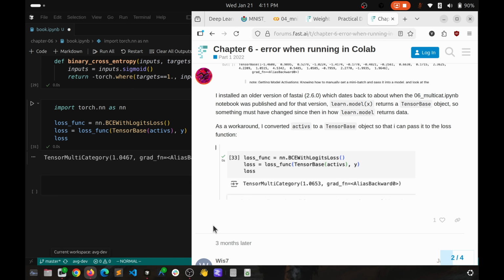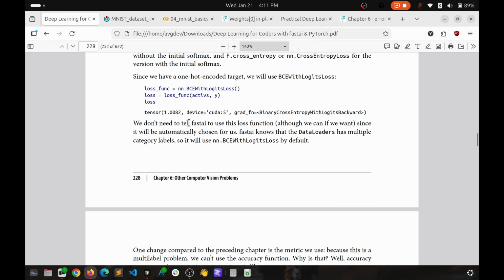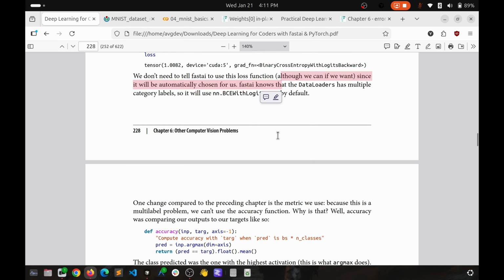1.0467. Kind of close, right? We don't need to tell fastai to use this loss function, although we can if we want, since it will automatically be chosen for us. Fastai knows that the data loaders has multiple category labels, so it will use nn.BCEWithLogitsLoss by default.